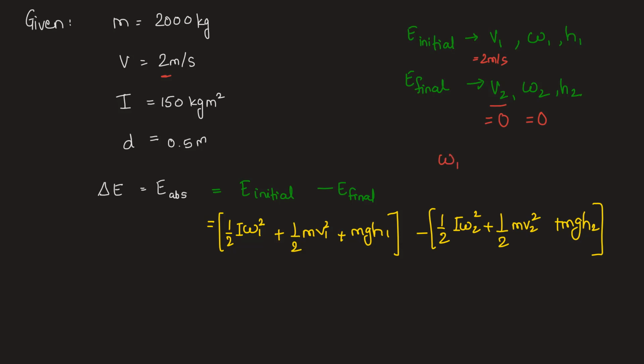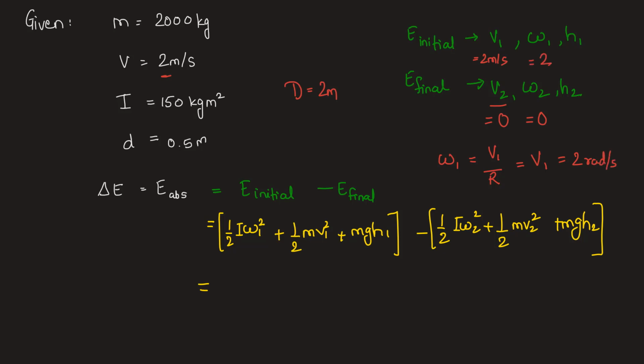omega 1 has to be found out. Omega 1 will be nothing but the translational velocity v1 by the radius, and radius of the drum can be calculated from the diameter given. Diameter is given to be 2 meter. So radius will be simply 1 meter and this will be equal to v1 by r, which is 2 rad per second. So this value is also 2.